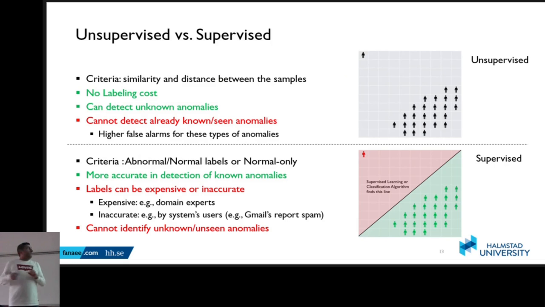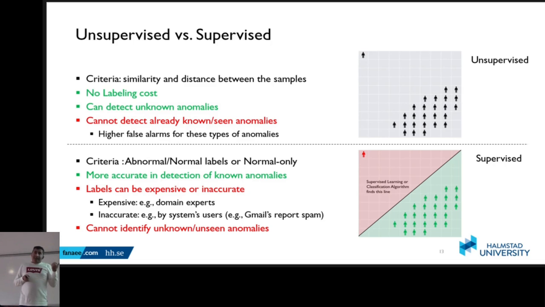So the difference of these two. Okay, in unsupervised anomaly detection, the criterion that we use to evaluate whether an instance is abnormal is the similarity and distance between the samples. So there is no labeling here. There is no cost for labeling. This is the benefit. We can detect unknown anomalies with unsupervised methods, but they cannot detect already seen or known anomalies, so they have higher false alarm rates for this type of anomaly. On the contrary, for supervised methods, the criterion is only the labels provided to them, and they are more accurate in detection of known anomalies.